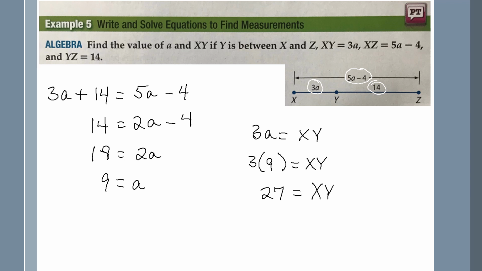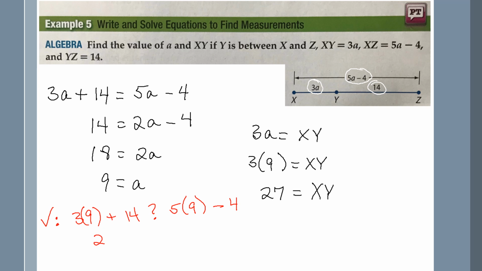Well, if we take a look at this, we can check our work. So let's do a little check here. And I always suggest that it's never a bad idea to check your work. Okay, so I know that 3 times 9 plus 14 should equal 5 times 9 minus 4, right?